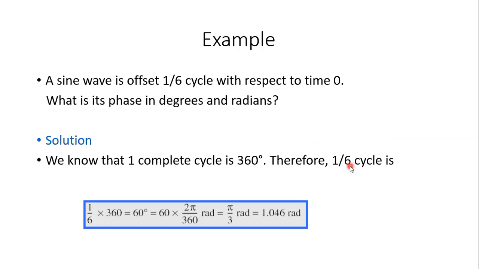Therefore, 1/6 cycle is 1/6 times 360, which is 60 degrees. To convert into radians, we take 60 times 2 pi/360 radian. So 6 times 2/6 is 1/3, therefore pi/3 radian. The value of pi is 3.14, divided by 3, therefore 1.046 radian. So the phase can be calculated using this.